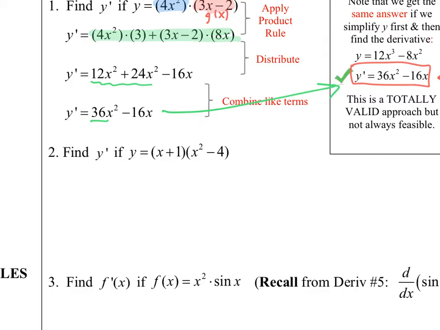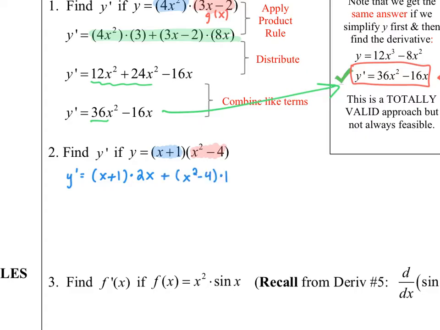So even though in number 2, you could multiply the two binomials together and just use a power rule, let's go ahead and practice using the product rule on this one. So in my original problem, this x plus 1 is my first function, and this x squared minus 4 is my second function. So I'm just going to go through the words of the product rule. So it's the first times derivative of the second, plus the second one times derivative of the first.